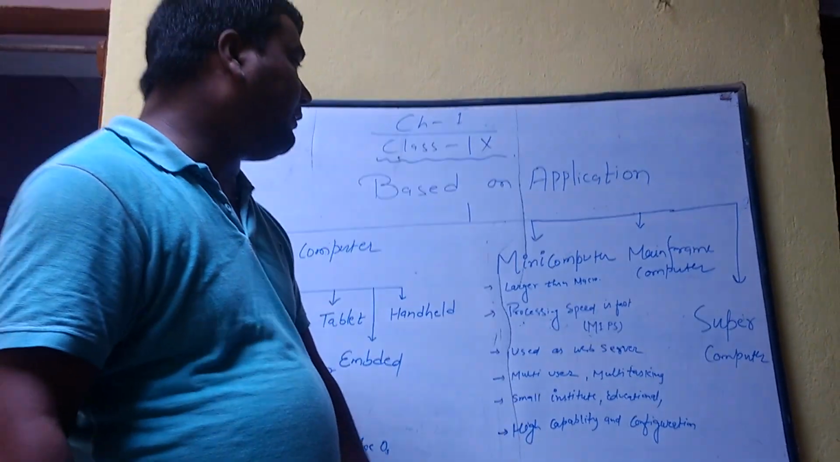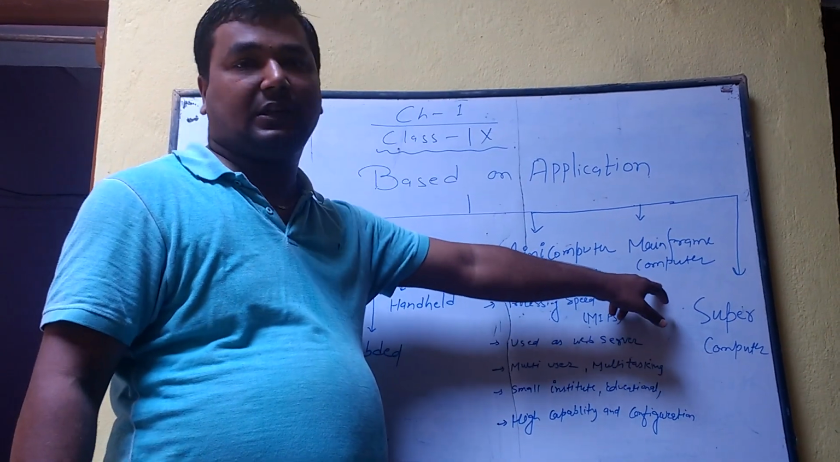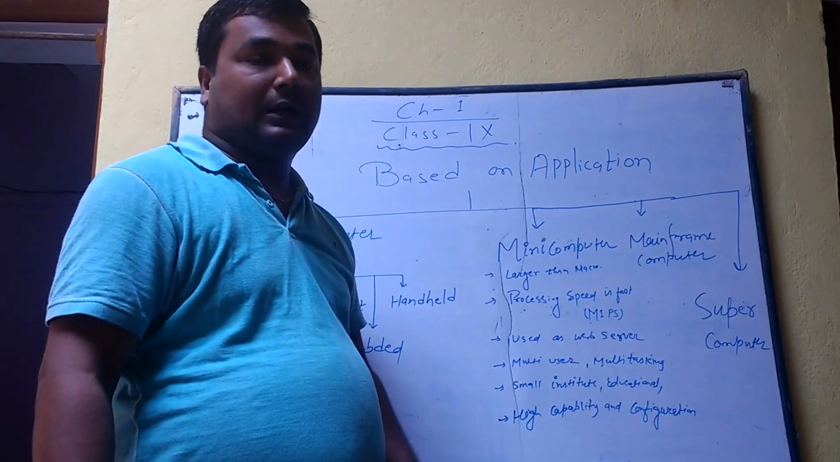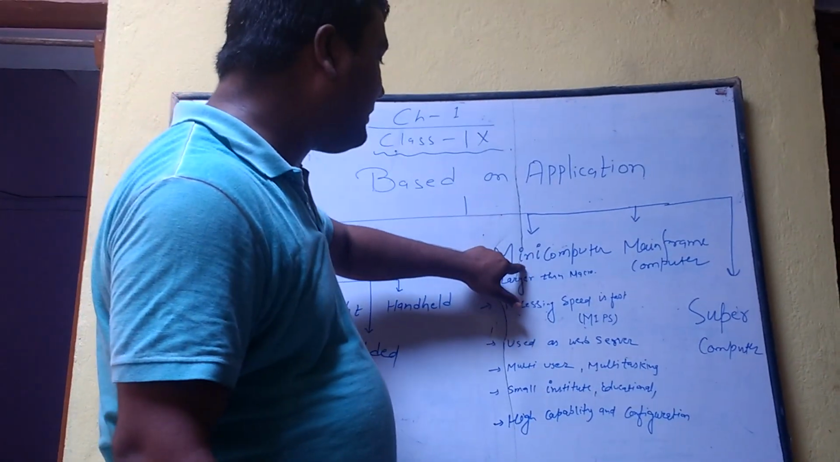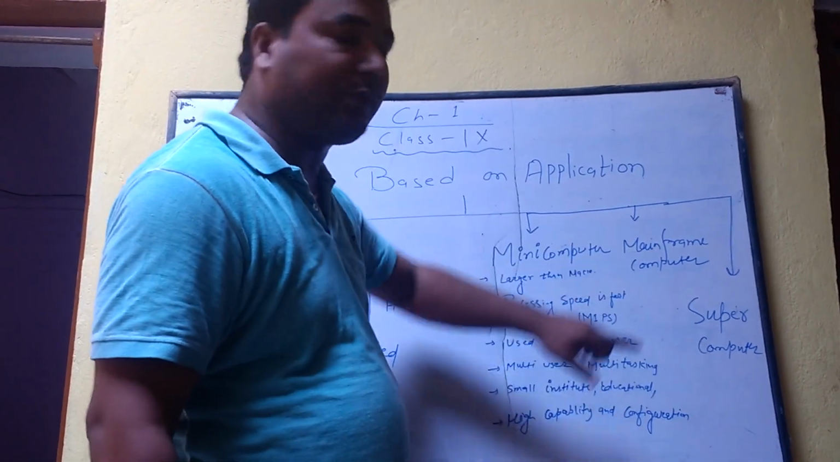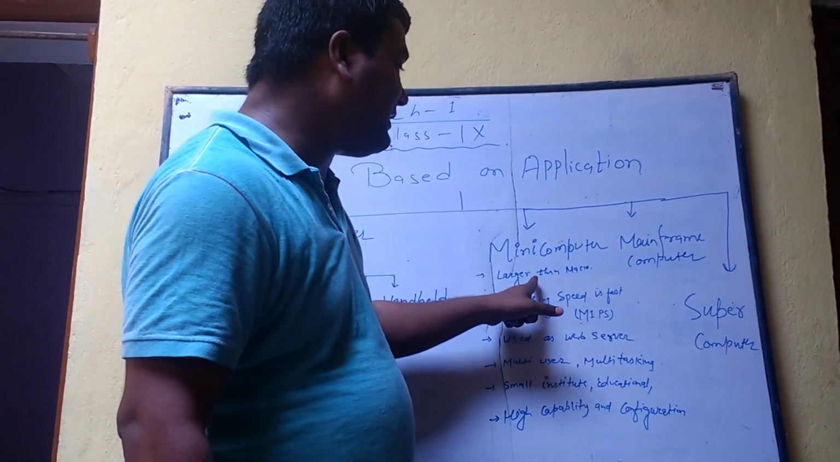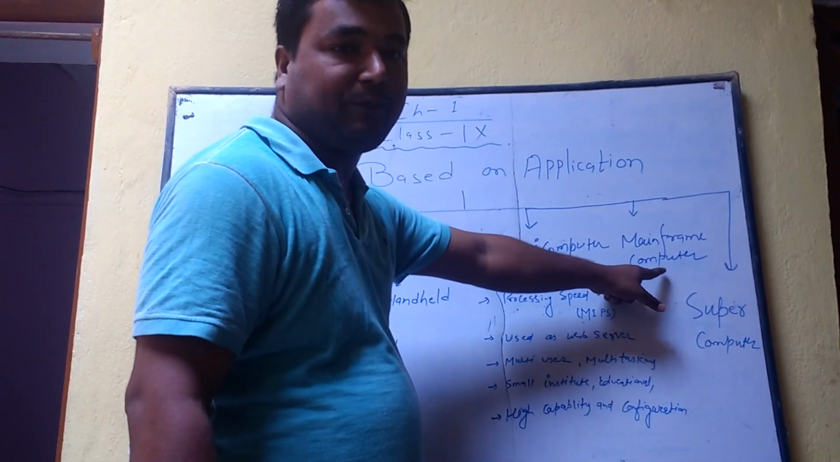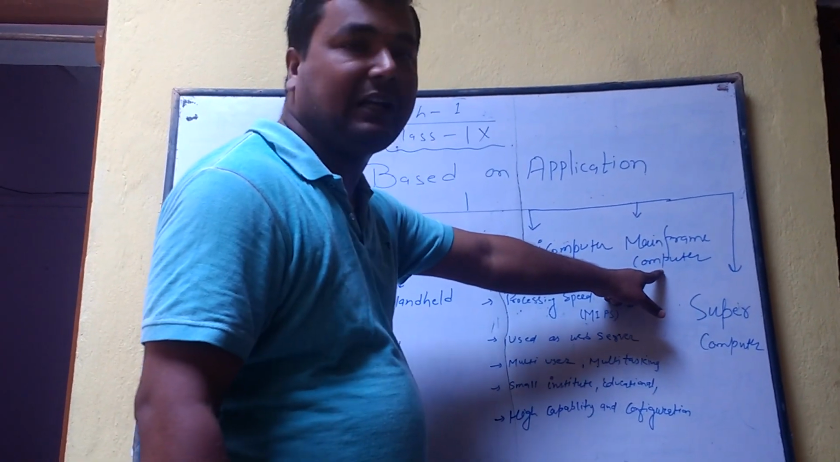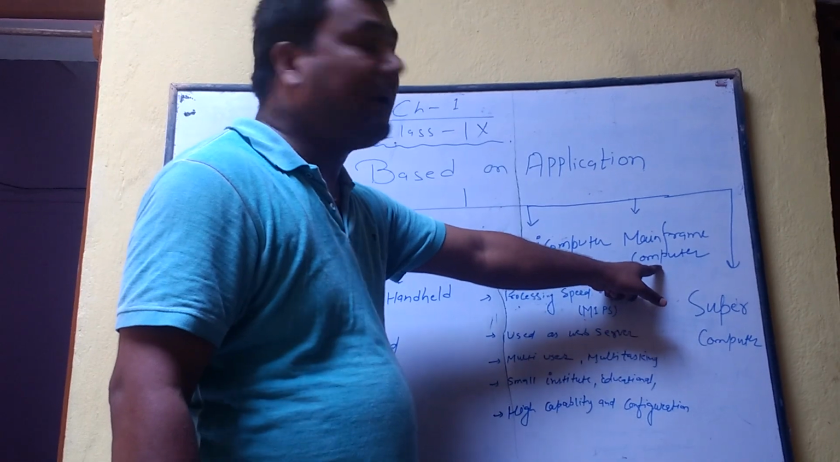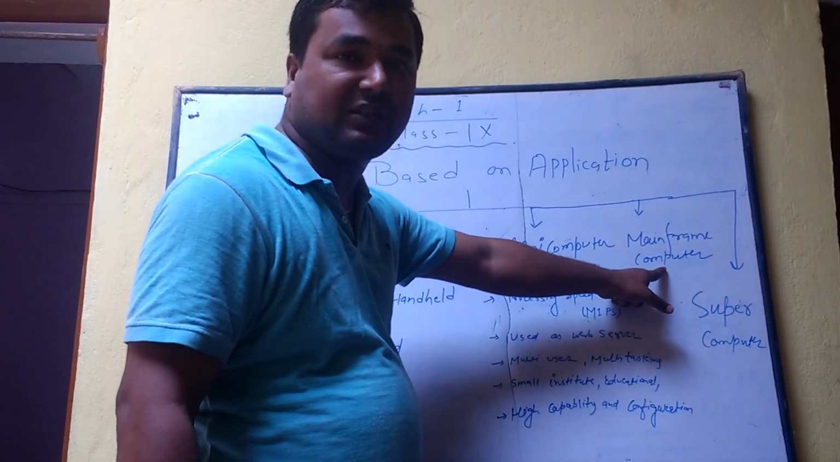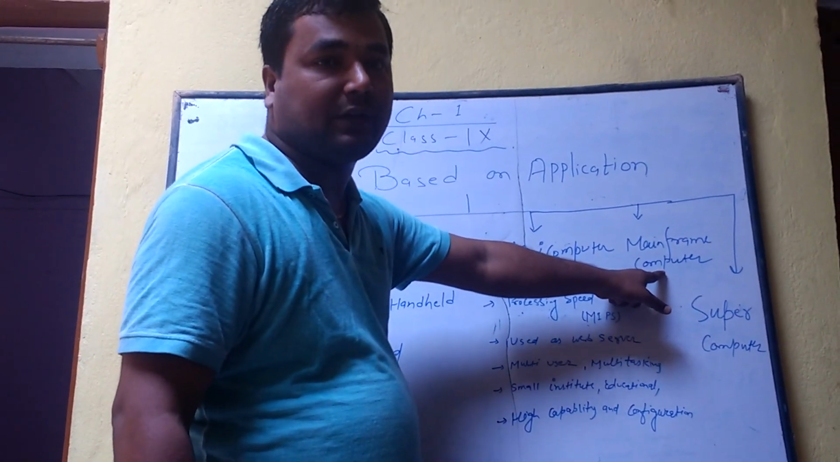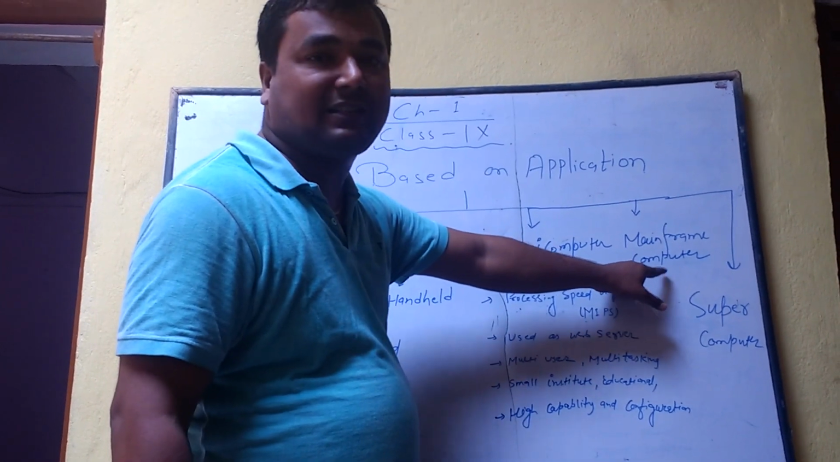Okay, now we will talk about the mainframe computer. This is the third type of computer. Now we will compare the mini computer and the mainframe computer. The mini computer is smaller in size, but mainframe computers are larger than the mini computer. Mainframe computers are costlier than the mini computer. Mainframe computers have higher processing speed than the mini computer, and they occupy large space.